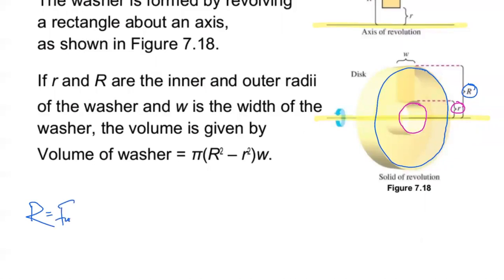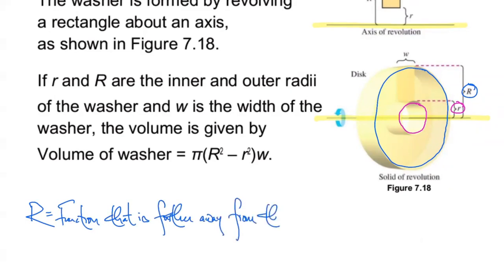And so a note that we might want to make for ourselves is that capital R is the function that is further away from the axis of revolution. Okay, so the function that has a greater distance from the axis of revolution, that is your big R. Sometimes we refer to this as the outer function. Okay.